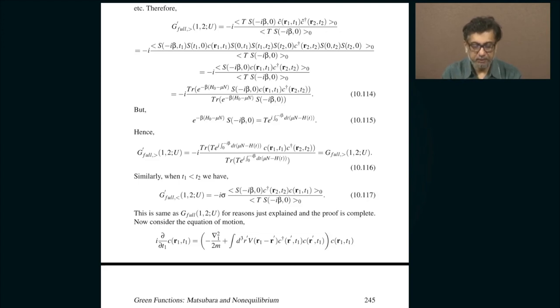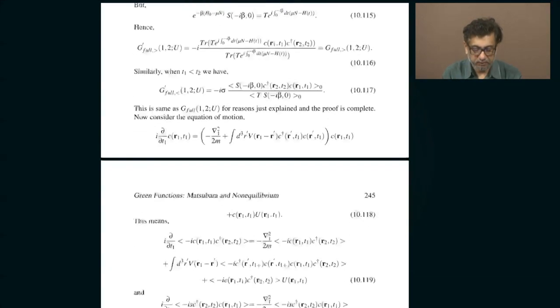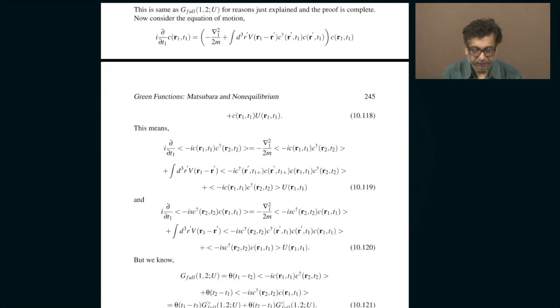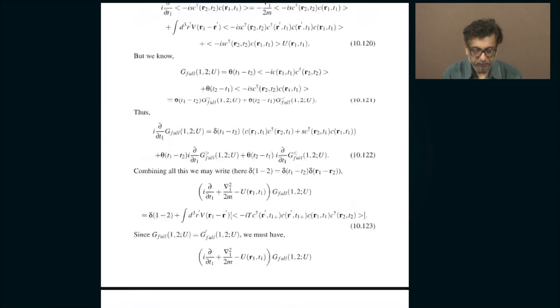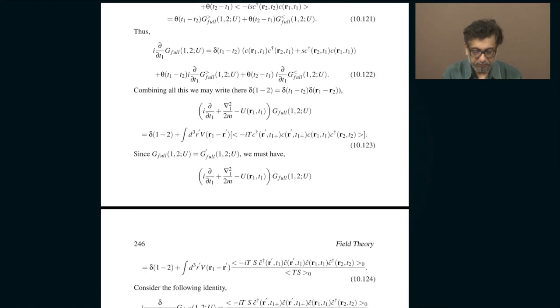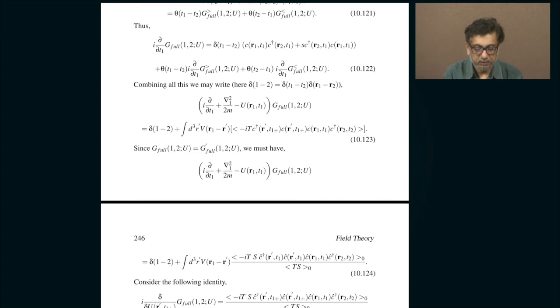So the point is that this is the Green's function that I am going to be dealing with. Okay, so let me go all the way here. Yeah, so this is the Green's function I am going to be dealing with. This one notation 1 is a compact way of writing x1 comma t1. This is called Kadanoff-Baym notation.